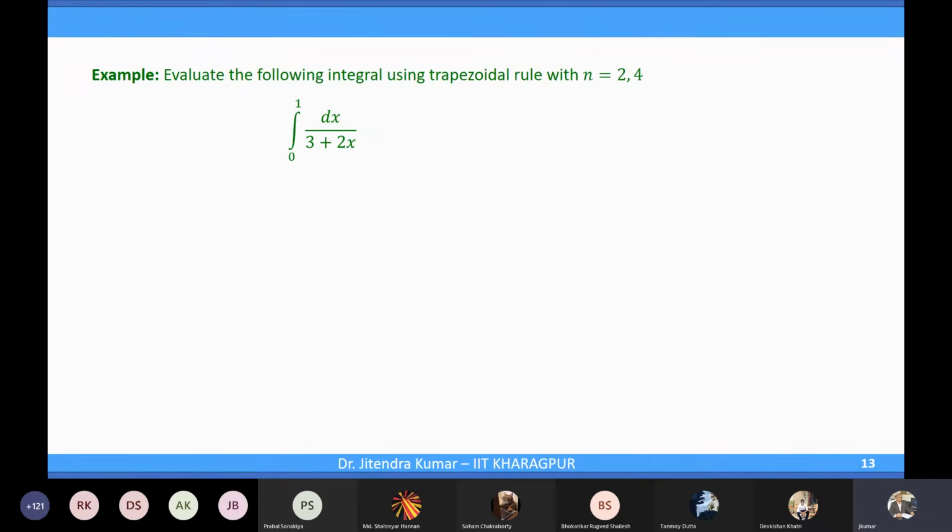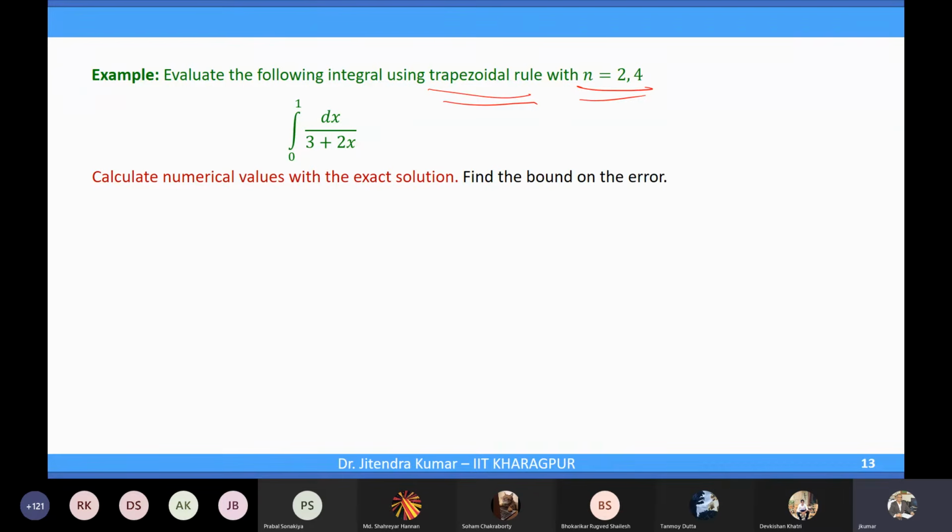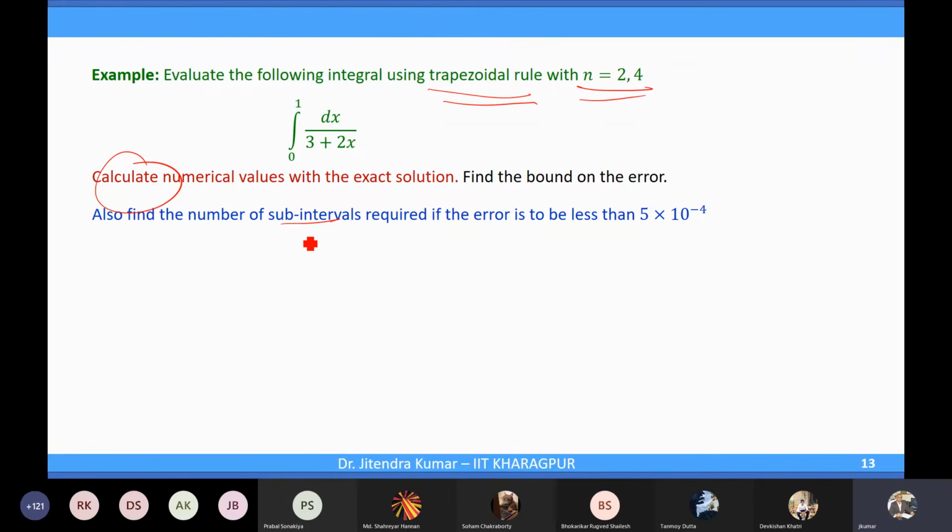Well, now we evaluate the following integral using the trapezoidal rule, taking n as 2 and 4. Compare the numerical value with the exact solution and find the bound on the error. Also find the number of subintervals required if the error is to be less than 5 into 10 raised to the power 4.